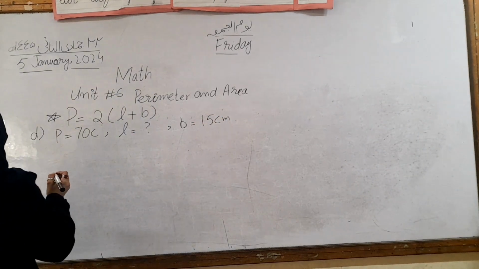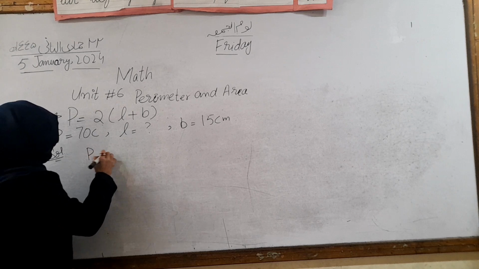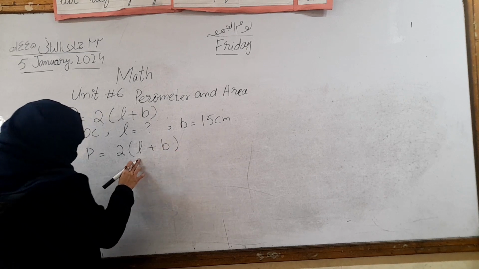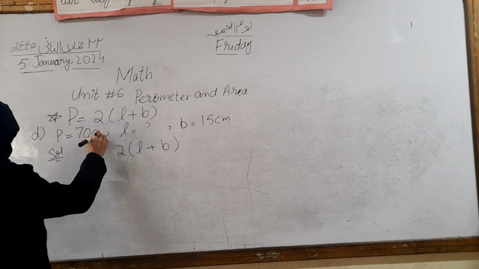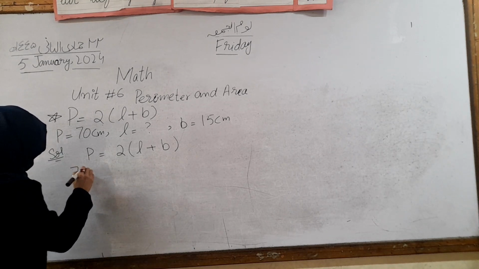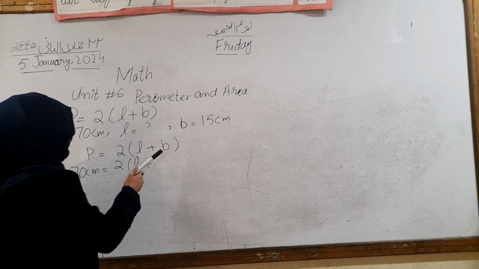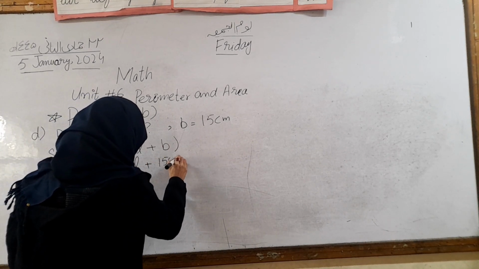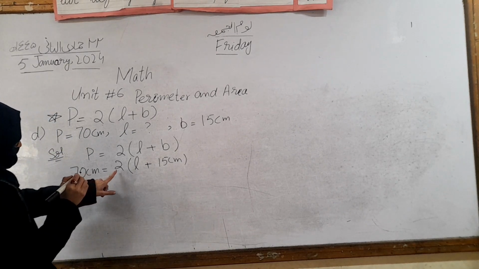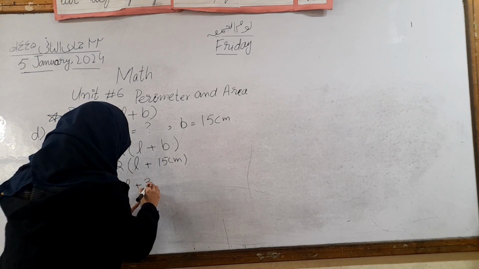On the same lines, what is the formula of perimeter? Perimeter is equal to 2 bracket L plus B. L stands for length and B stands for breadth. What is the value of perimeter? Instead of P, put 70 centimeter, which is equal to 2 bracket, length you have to find, plus breadth, which is 15 centimeter. Now multiply 2 with L and 15: 2L plus 2 15s are 30 centimeter.